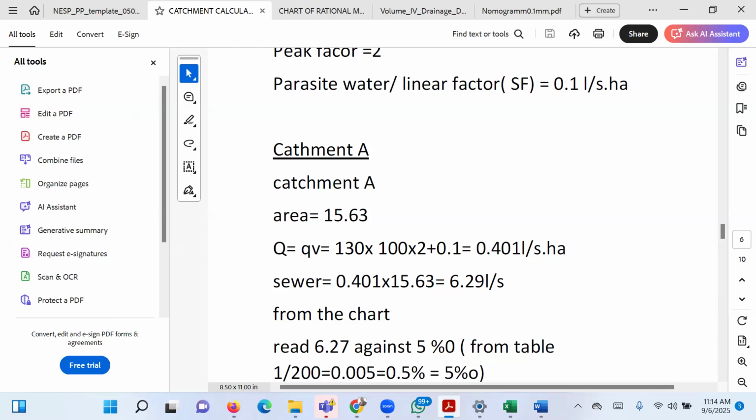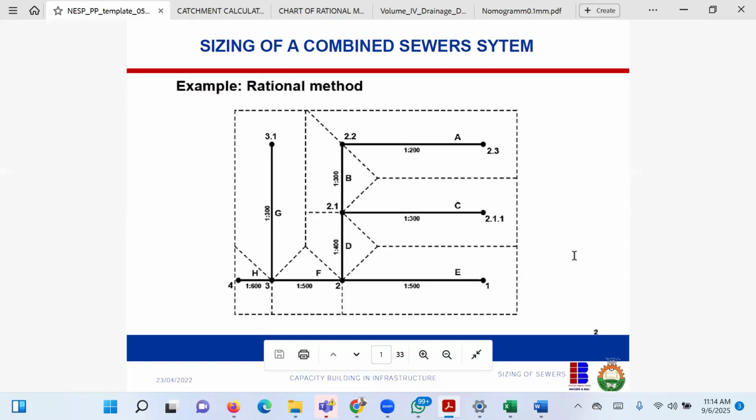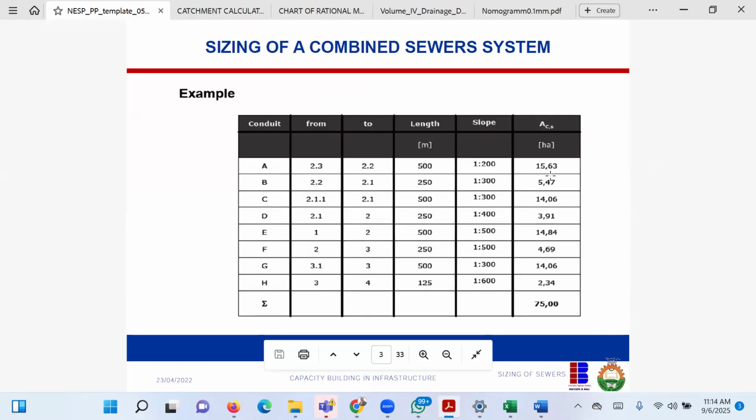The slope is somewhere here on the table. This is the slope on this table. The slope on this table says 1 is to 200, right? Which is 1 over 200. I don't know what 1 over 200 means. But if you check 1 over 200, for a distance of 500, it means 1 over 200 times 500.